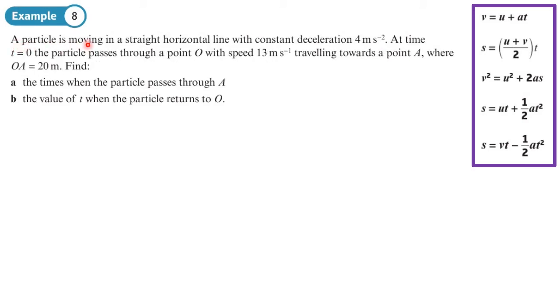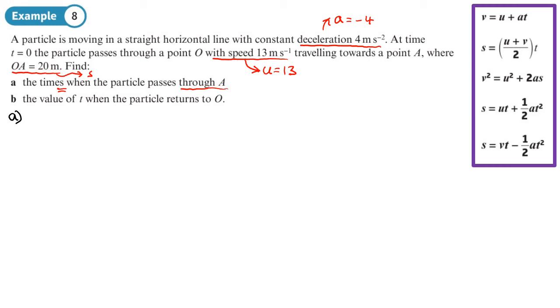Okay, so here we've got a particle moving in a straight line with constant deceleration, 4 meters per second squared. Okay, so deceleration, so I'm going to be using a -4. At time t equals 0, so basically at the start, the particle passes through point O with speed 13 meters per second. So this is probably what's going to be our U, traveling towards a point A, where OA is 20 meters. Okay, so that'll probably be our value of S. Find the times, and notice it says times, not time, when the particle passes through A. So we're expecting 2 solutions to our answer.